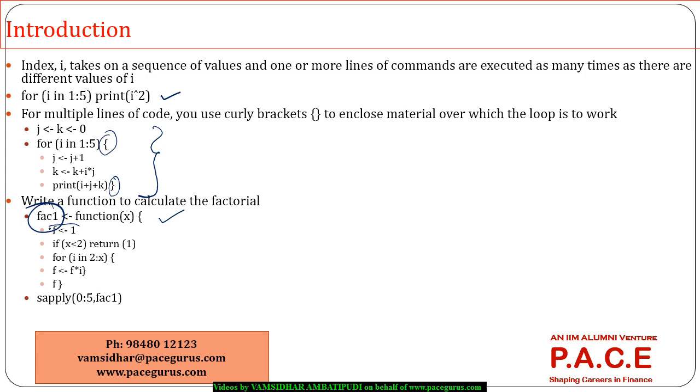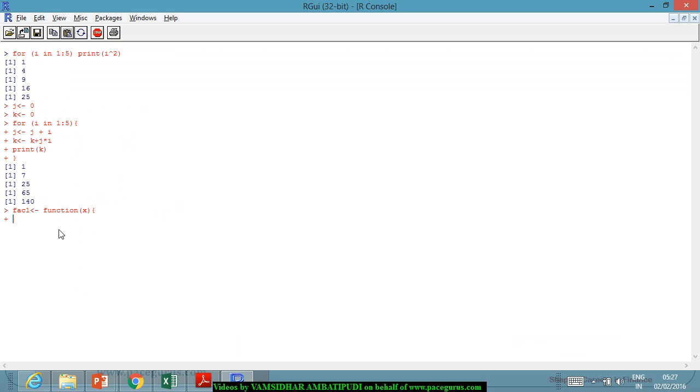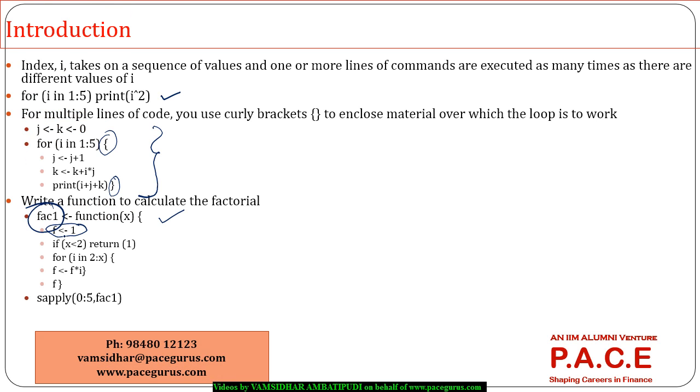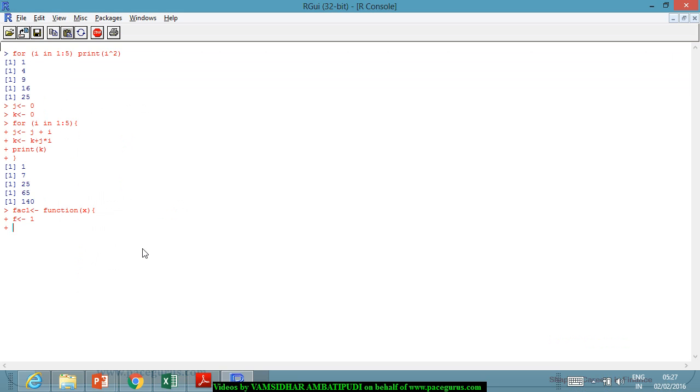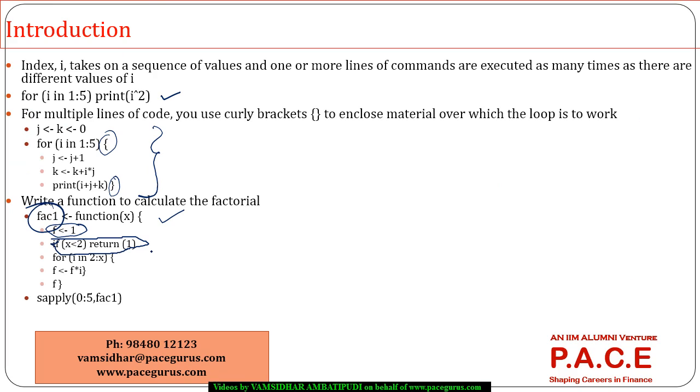So initially I'm assigning a value 1 to one of my variables. So let's say one of the variables f is taking a value 1. Then I'm using some if statement. If the value of x is less than 2, just come out of this entire loop. So I'm saying if x is less than 2, return 1. Because we know 1 factorial is also 1, 0 factorial is also 1. So that's where when we are saying if x is less than 2, I'm returning 1.